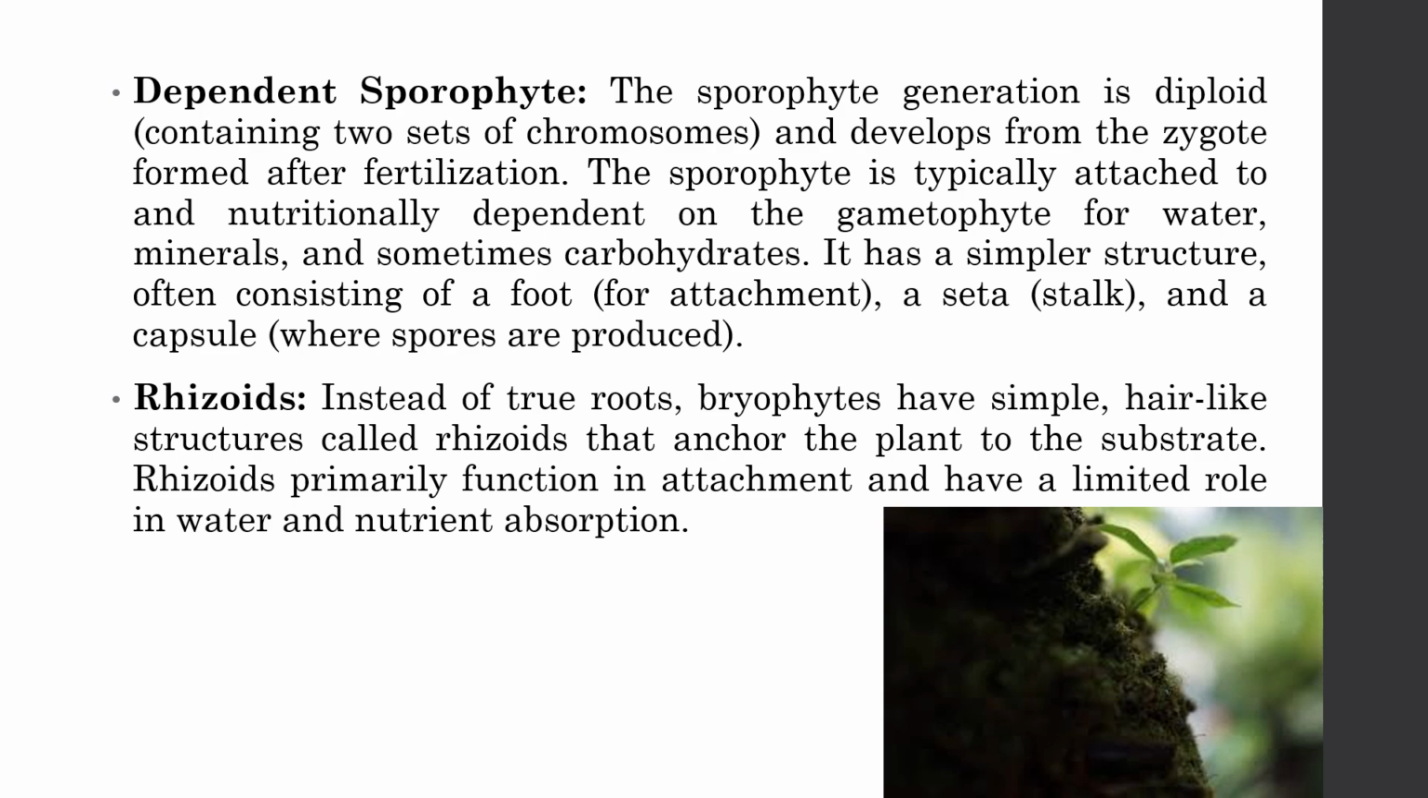Sometimes we can find a dependent sporophyte. This sporophytic generation is usually diploid, and it develops from the zygote formed after fertilization. The sporophytic body is typically attached, and its nutrition depends on the gametophyte for water and minerals and sometimes carbohydrates. It has a simpler structure, often consisting of three parts: the foot, which is the base of attachment, the seta, the stalk, and the capsule.